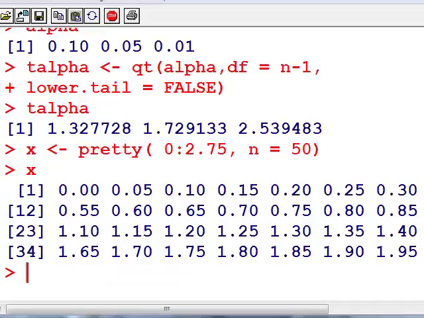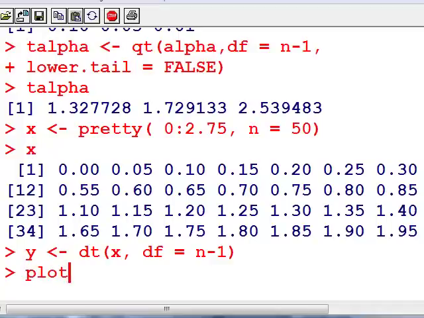Now I go get some y values. I need y values from a T distribution. That will be D, meaning on the distribution, T for the T distribution, and I give it the x's, and now it's a T's again, so I have to give it again degrees of freedom, and that's all. Now I have x and y's, and let's go ahead and plot them. X, y, make it a line, and give it a color, something.